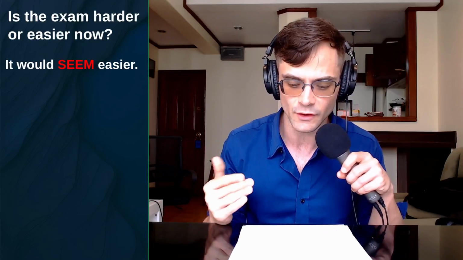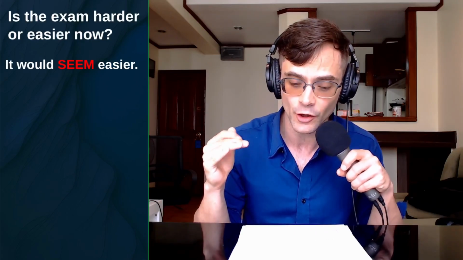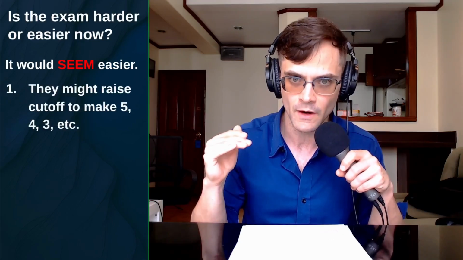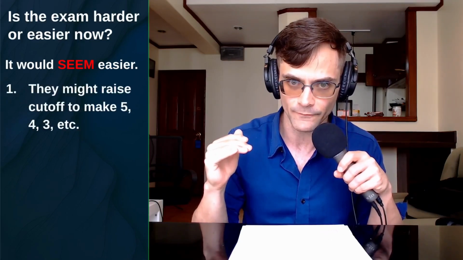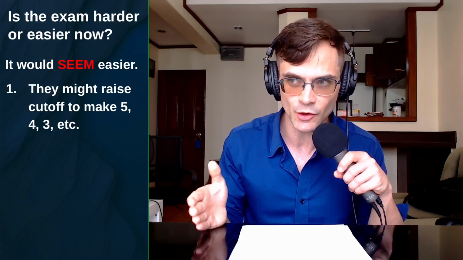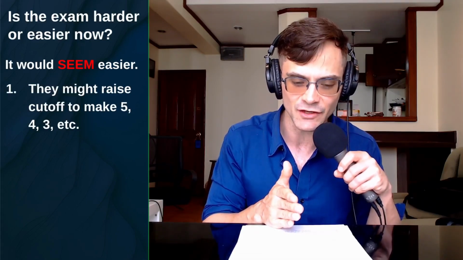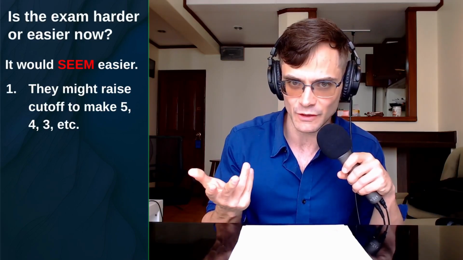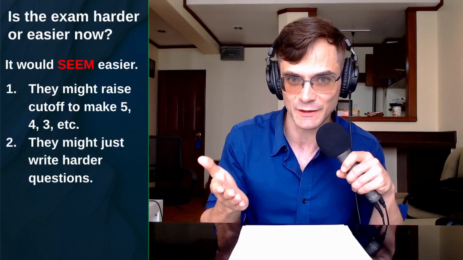And so what they could do is, if people are scoring slightly higher, they just raise the cutoff for a 5, raise the cutoff for a 4, and so on, which means even though the questions are slightly easier, it's not necessarily any easier to get a 5, and they could also just write harder questions. We don't know, this is all speculation.